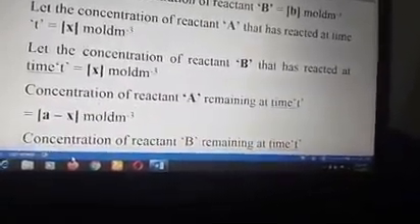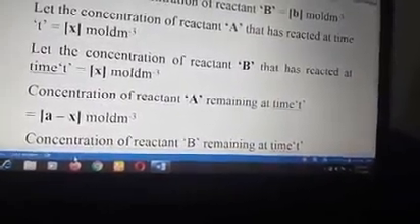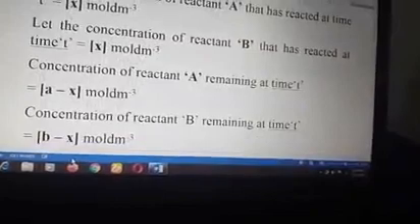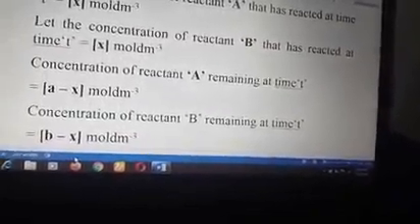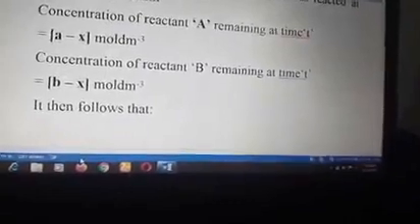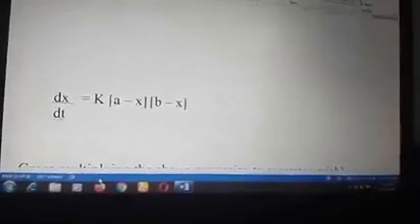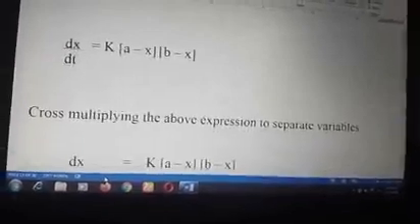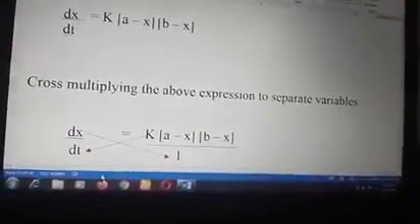Then the concentration of reactant A remaining after time t becomes a minus s mole per dm cube. The concentration of B remaining after time t also becomes b minus s mole per dm cube. It then follows that ds over dt equals k bracket open a minus s bracket closes, that is the concentration of A minus s, multiplied by b minus s. That a minus s and b minus s represent the concentration of the substance remaining after some time t. So we will now cross multiply the above expression to separate variables.